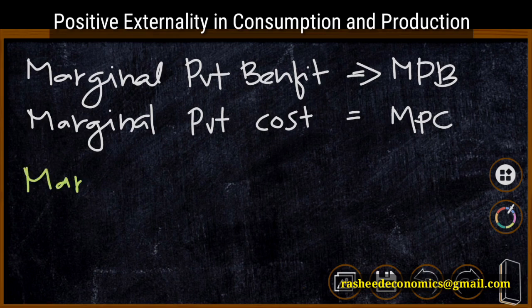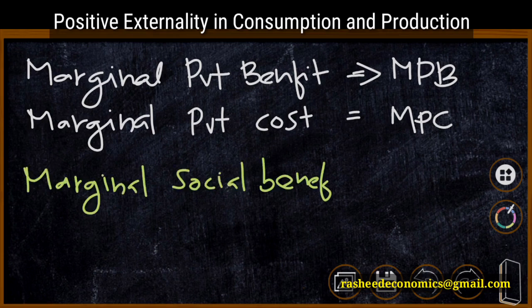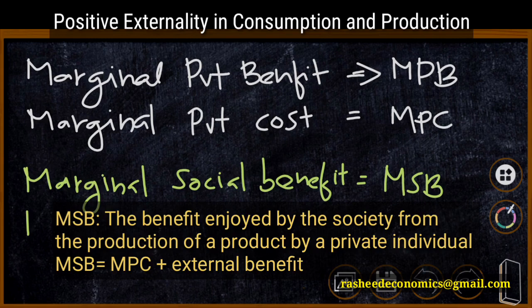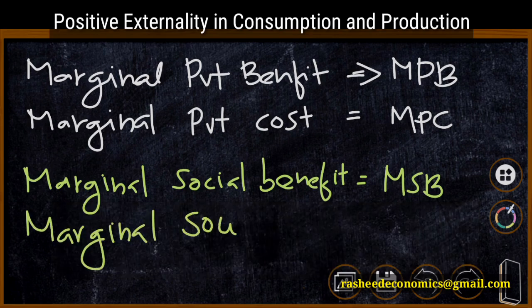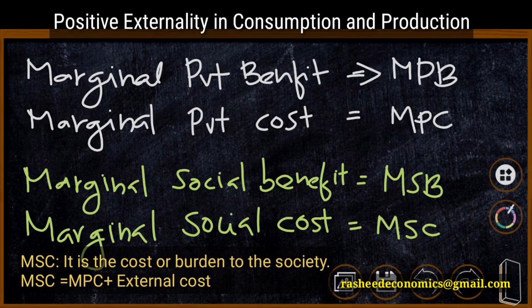Another important concept is marginal social benefit, MSB. Marginal social benefit is the benefit enjoyed by the society through the production of a particular commodity by a private individual. If production provides certain external benefit, this external benefit is also added to the private benefit, which gives the marginal social benefit. In the same manner, we have marginal social cost, MSC. It is the cost to the society. It includes private cost plus social cost or external cost.